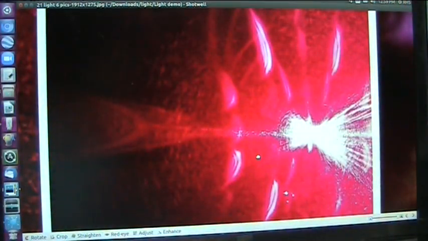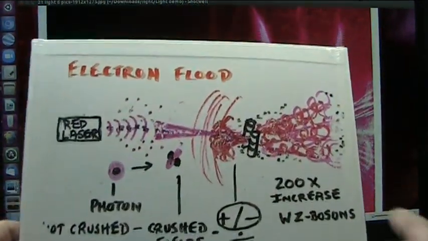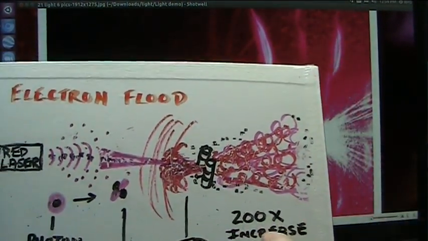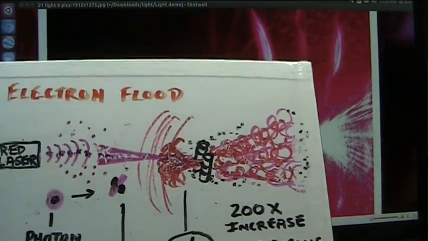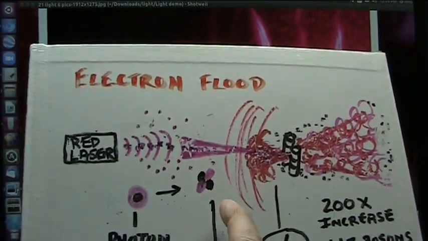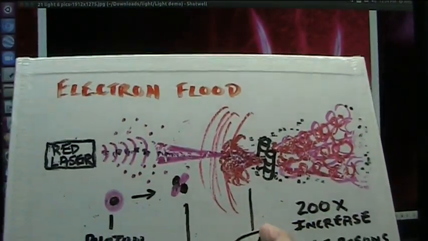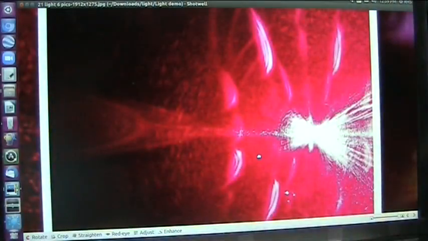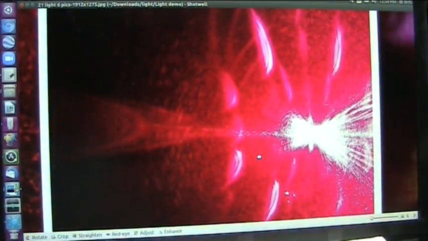And that spray is 100% white in the center, 100% electrons, at least 200 times increased. WZ bosons is probably what they are. So you have the photon, you have the crushed fields, then it separates the positives and the negatives, and when it comes out the other side, you have a 200 times increase. So I hope that made sense.